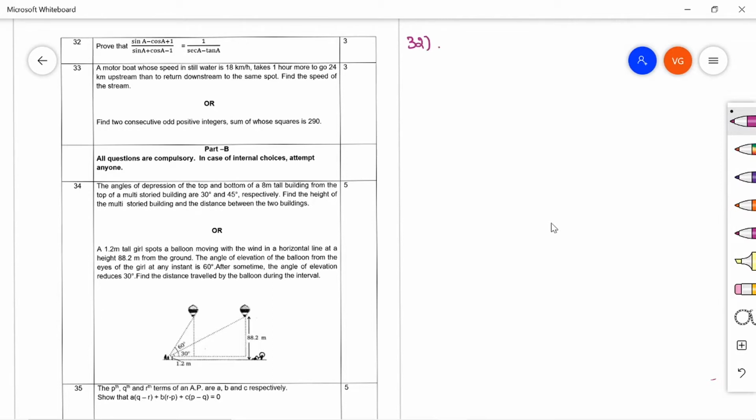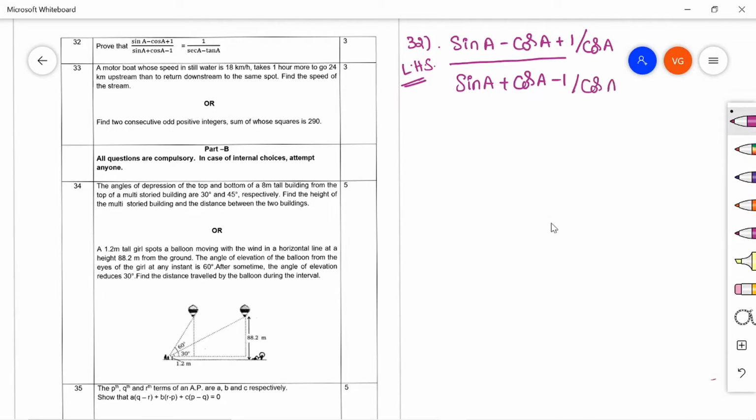Taking LHS, that is sin A minus cos A plus 1 divided by sin A plus cos A minus 1. As the RHS here has only secants and tans, I am trying to divide this by cos so that I will get secants and tans. So let us see how it goes. Tan A minus cos A by cos A is 1, plus 1 by cos A, that is secant A, divided by, again here, tan A plus 1 minus secant A.